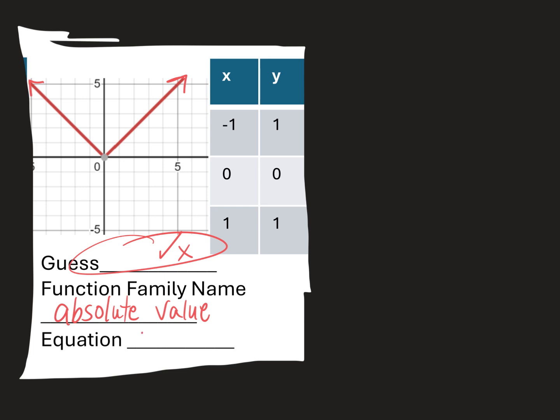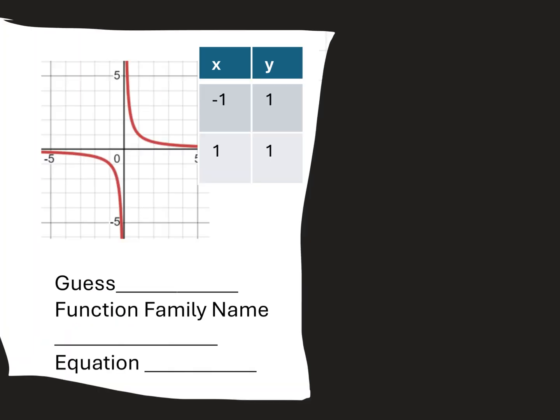And the equation for absolute value, f of x equals the absolute value of x. And the ordered pairs plot -1, 1, 0, 0, 1, 1. I don't think I plotted the ordered pairs on the previous one. Ready for the next one?